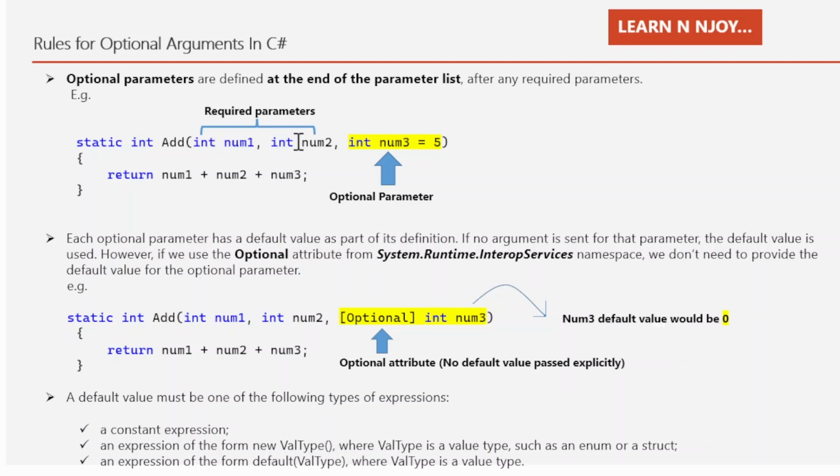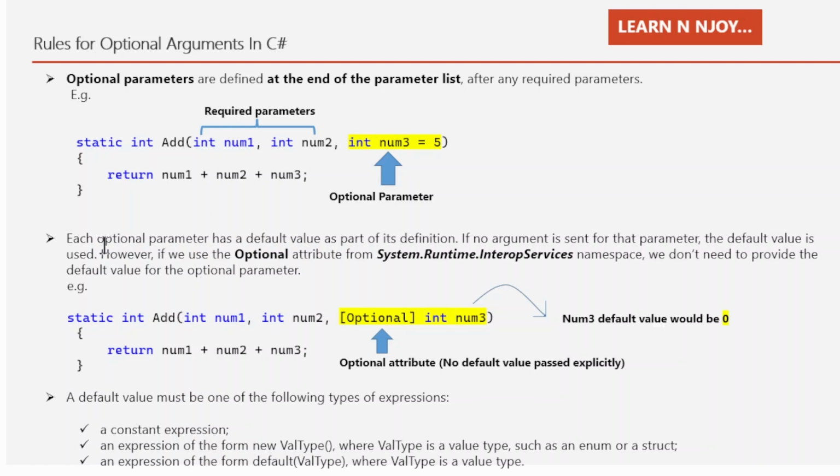And after required parameters only, we need to write this optional parameter. And that's what I have written: int num3 is equal to 5. And here, whenever we are going to pass this optional parameter, we need to pass this default value. And that's what I have written, the default value as 5 for the num3, right? So this is rule number 1.